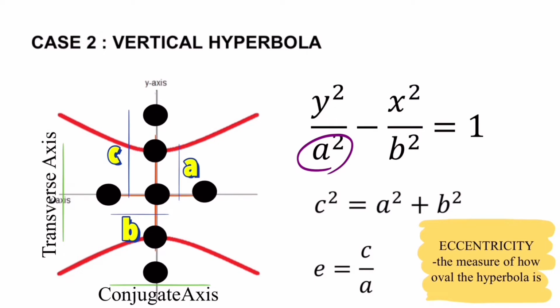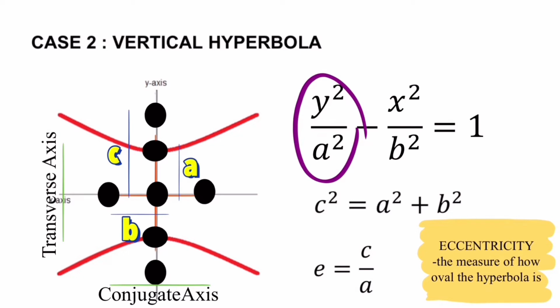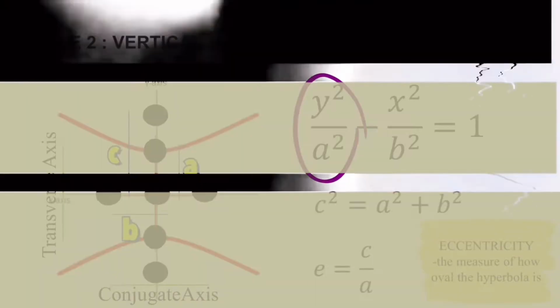Now, we also remember that our y squared over a squared is positive because this is a vertical hyperbola. So these are the two cases and the equations of a hyperbola with center at 0, 0, or at the point of origin.